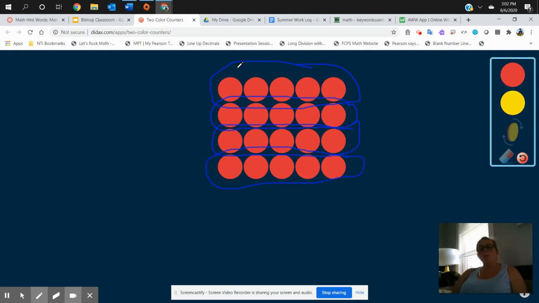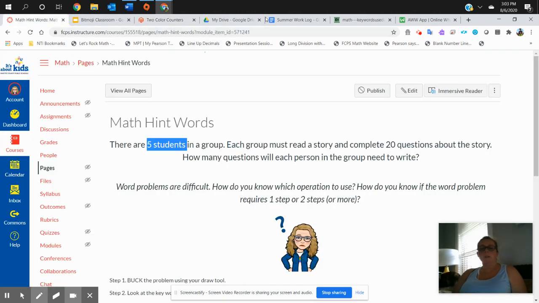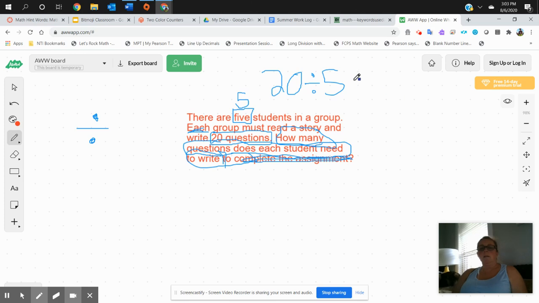So these represent my students, and I have 5 students. 1, 2, 3, 4, 5. And I've divided these questions. It looks like I have 1, 2, 3, 4. I have 4 groups. So if I go back to my question, my answer is 4. 20 divided by 5 equals 4.